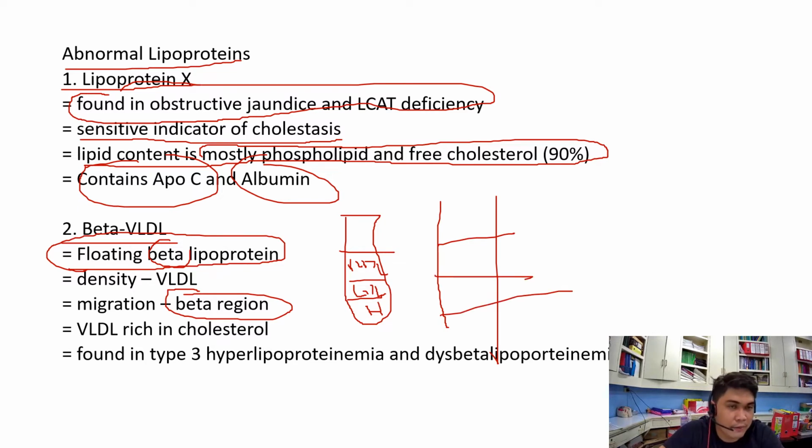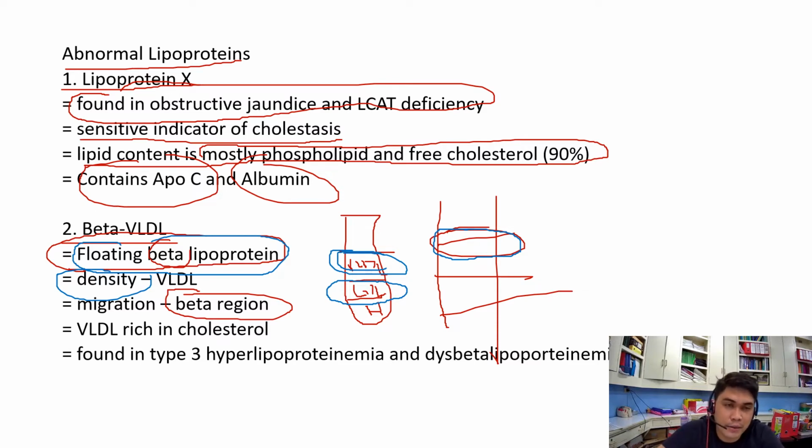In this type of lipoprotein, the migration is beta. If the migration is beta, usually the ultracentrifugation result is in the second layer, the middle. But in this lipoprotein, the density is like VLDL. So it's a beta lipoprotein that floats. That's why it's a floating beta lipoprotein.